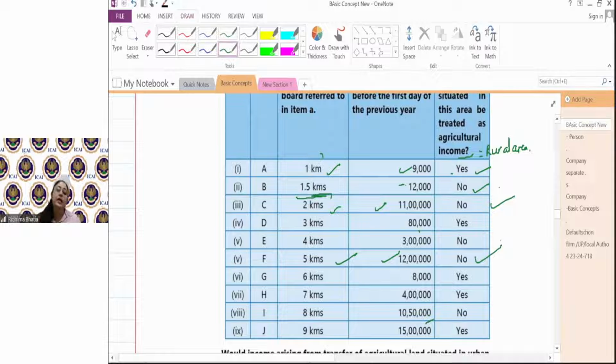So give the answers one by one, your thoughts, and let's see if you get it right. Do it by yourself once.